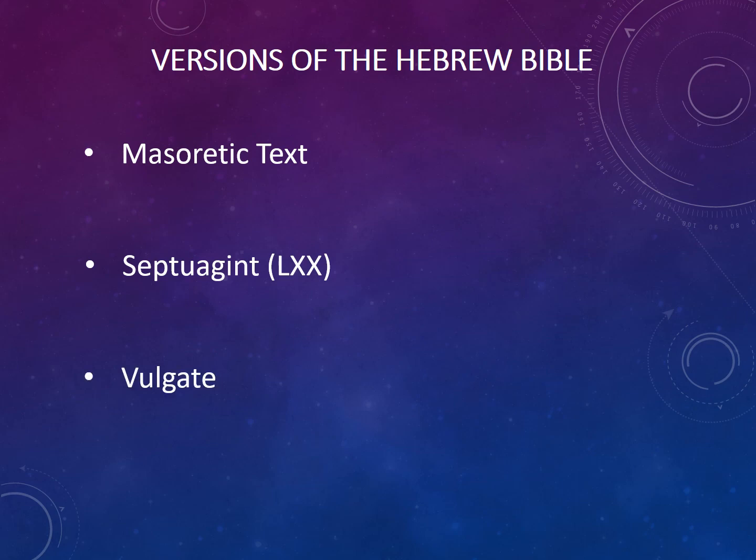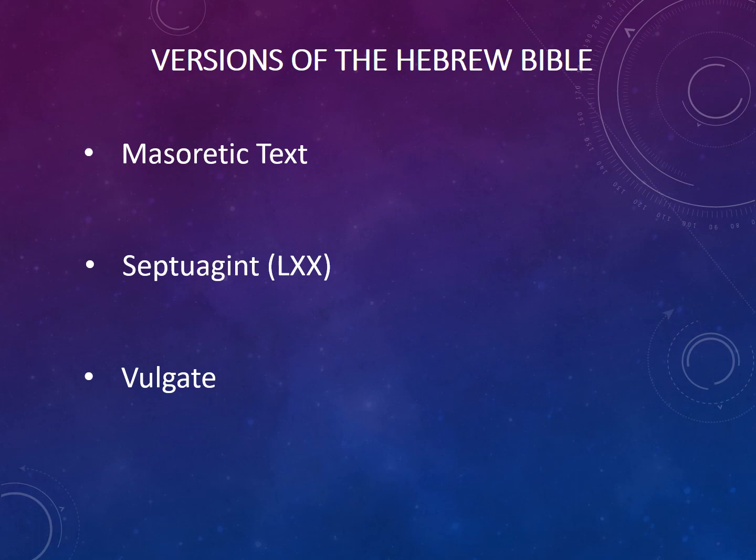Another version worth mentioning is the Vulgate. The Vulgate, around the 4th century CE, was translated into Latin. The Hebrew text was translated, and this Latin text was very important to the Catholic Church, especially in the 16th century.